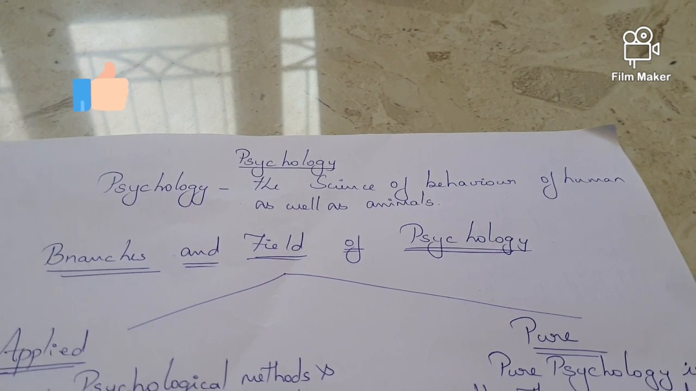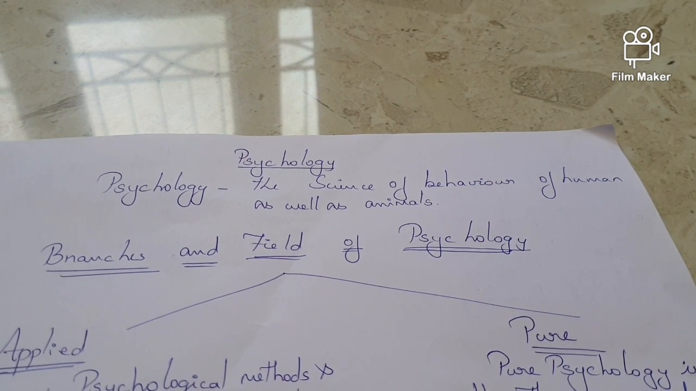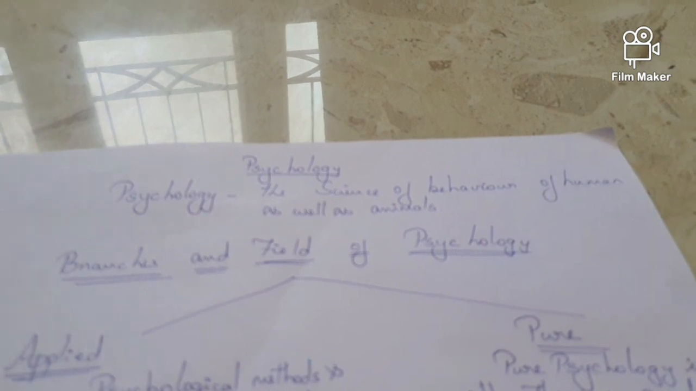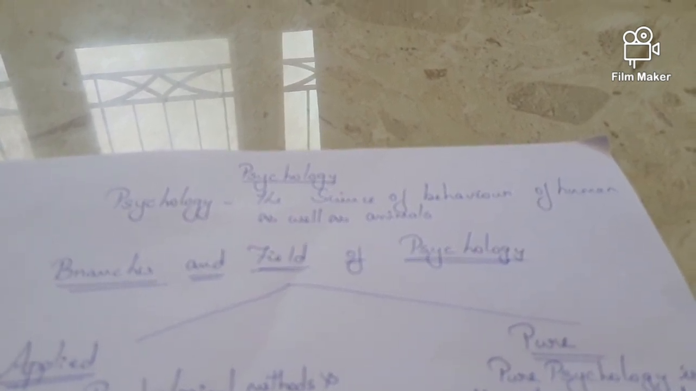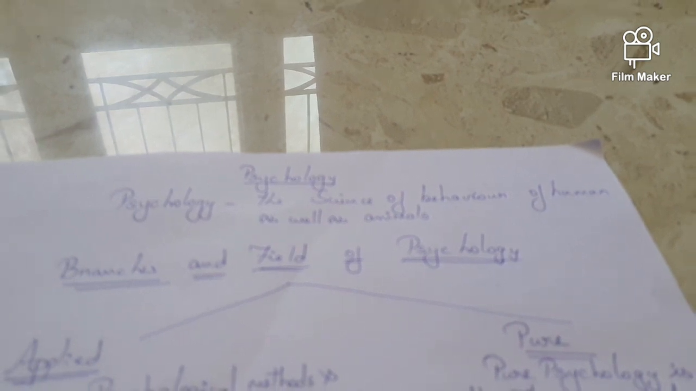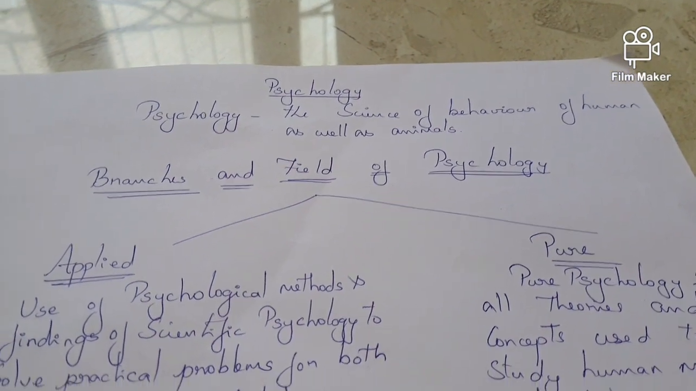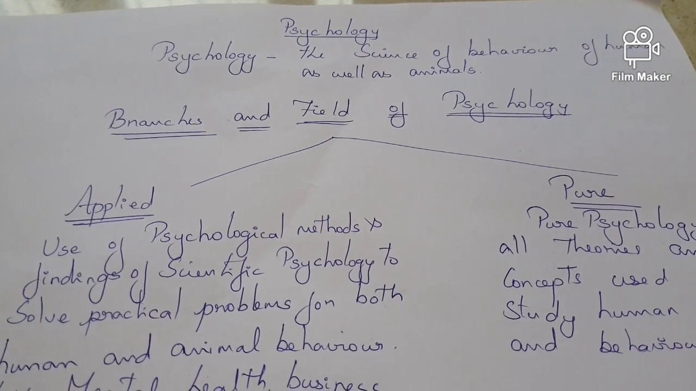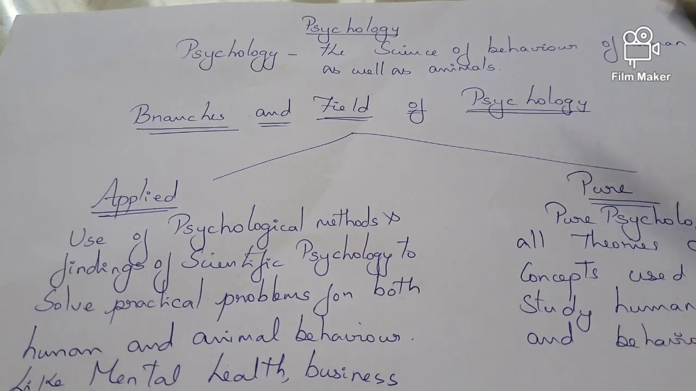As earlier, psychology means it's a science of behavior of human as well as animals. We have already seen it, but to make a remembrance, I've just quoted it. Psychology is not only the study of behavior of human beings but also animals, because without animals you cannot live in this world. When you come to the branches of the field of psychology, there are two types.